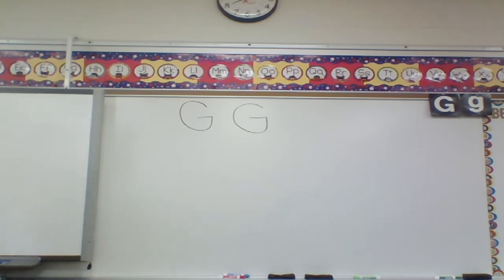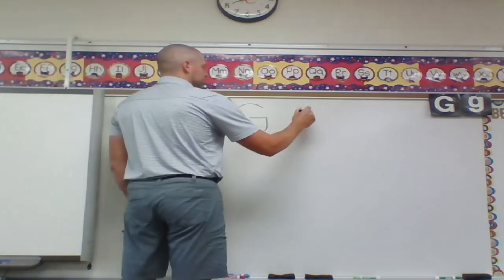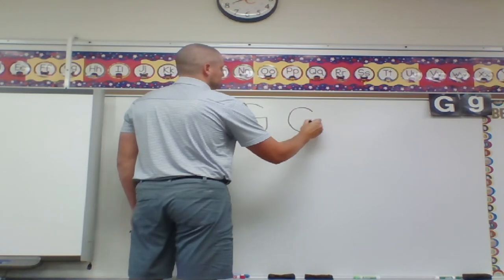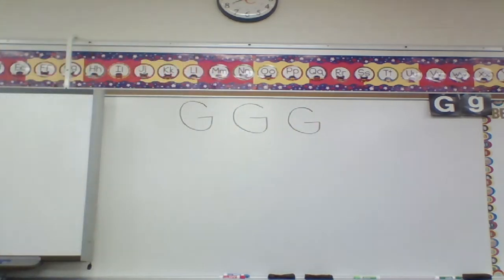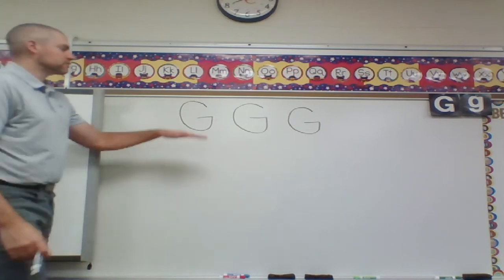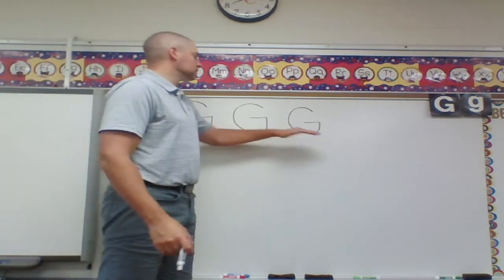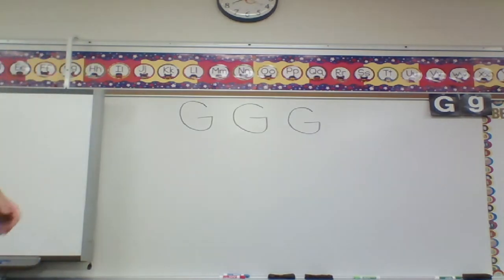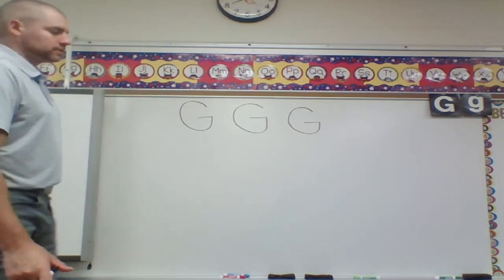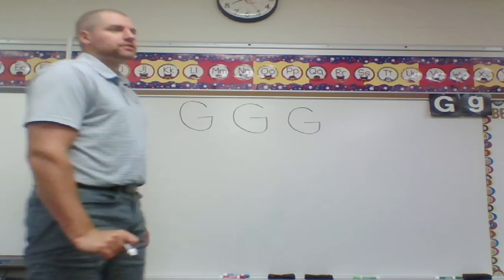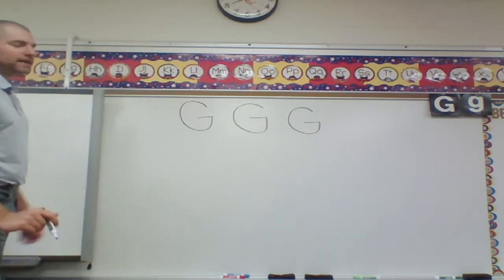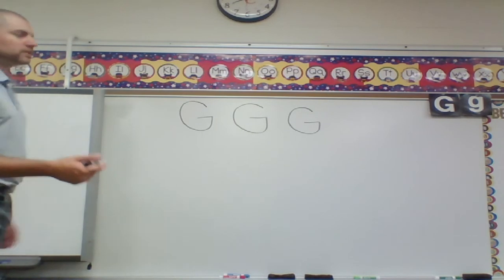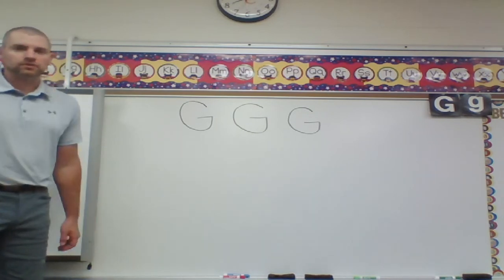Capital G. Watch me make one more. Almost like a C shape, but I keep going and into the middle. So these are three good examples of capital G. Now, lowercase g is a little different. Okay? Lowercase g is the first letter that we've learned that is going to go below the line on your paper.